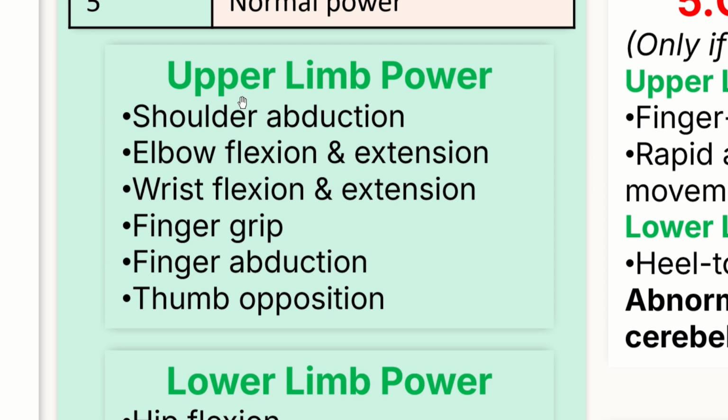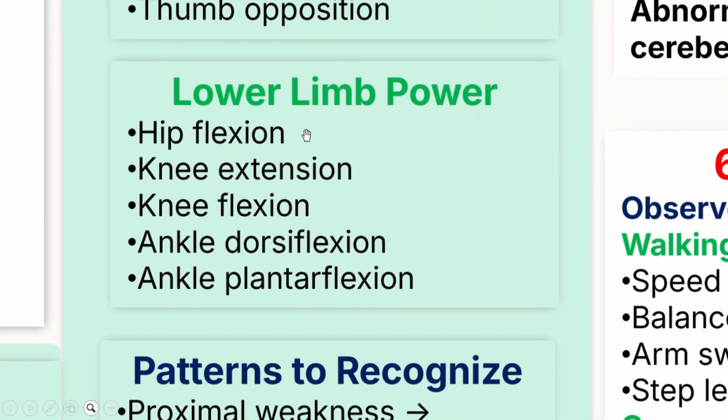You could actually put your thumb against theirs and ask them to push, or you hold the thumb backward and tell them to pull it. That is thumb opposition. Then the lower limb, you're going to do hip flexion first. Remember, again, we're beginning from near, that is hip flexion. Then knee extension, where they extend the knee, then knee flexion. You go to the ankle, you go ankle dorsiflexion and ankle plantar flexion. And that is how you test the power.